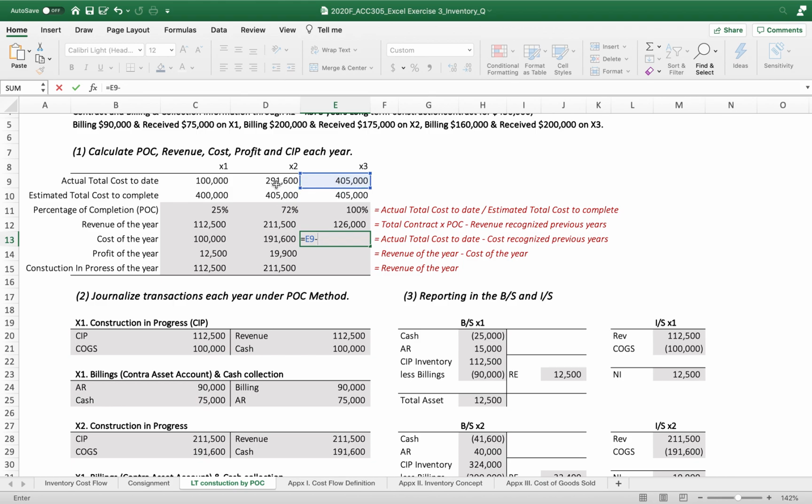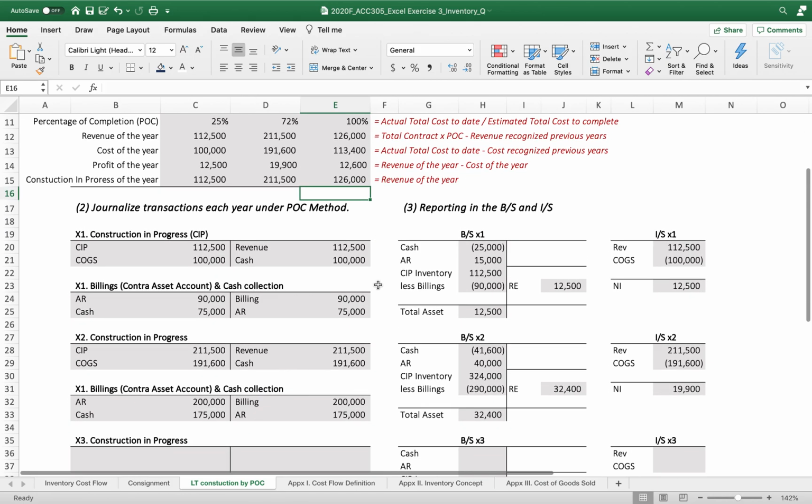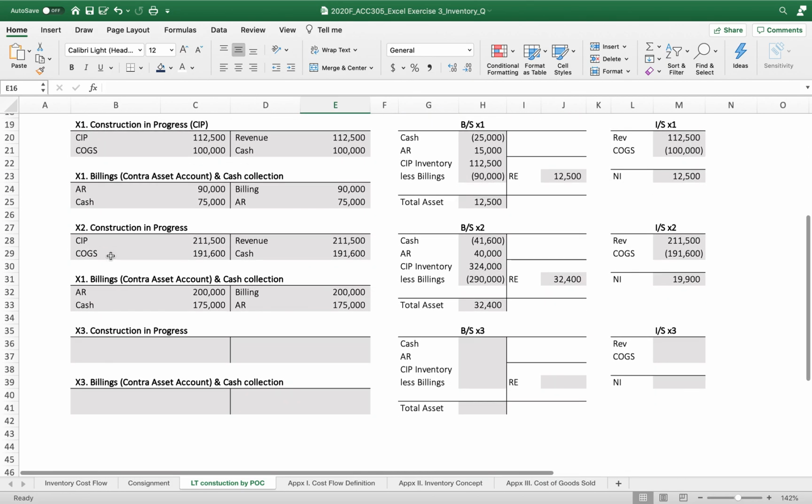Now we want the minus. That is cumulative. You don't have to subtract this amount because that is the cumulative actual total cost to date. Okay, so we got 113,400, and then profit of the year. Then construction in progress is the same as the revenue, which is cost plus profit of that year. Now let's put this onto here.